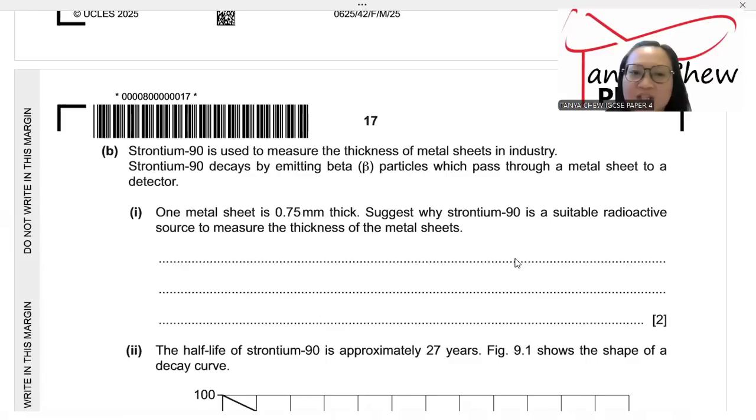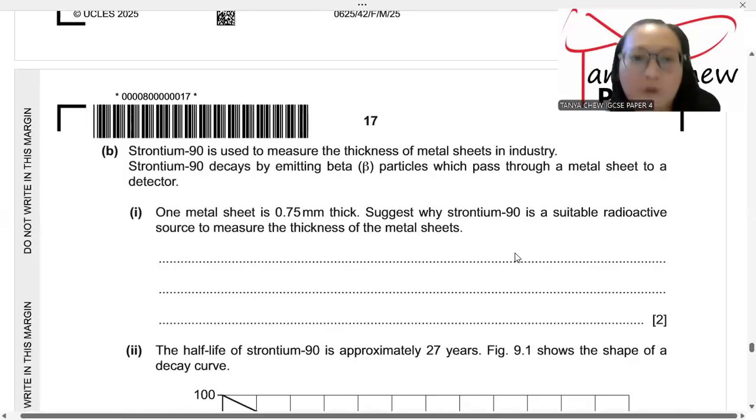Now, B, strontium-90 is used to measure the thickness of metal sheets in industry. Strontium-90 decays by emitting beta particles which pass through a metal sheet to a detector. One metal sheet is 0.75 millimeter thick. Suggest why strontium-90 is a suitable radioactive source to measure the thickness of the metal sheets.